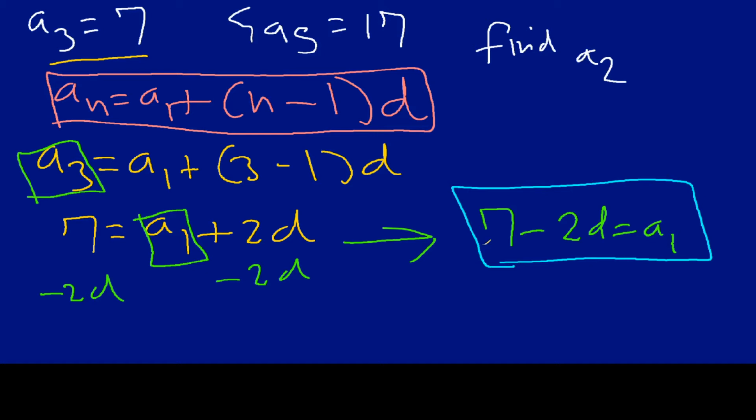However, here's the good news. I also know the fifth term of the sequence, A sub 5. So if I take what I know about A1 and plug it in for when n is 5, I can find out what my quantity d is. That's what I'm going to do. Let me go ahead and show you how this is going to work.